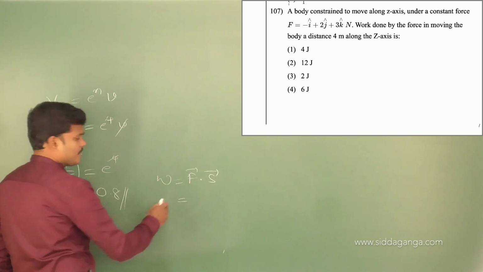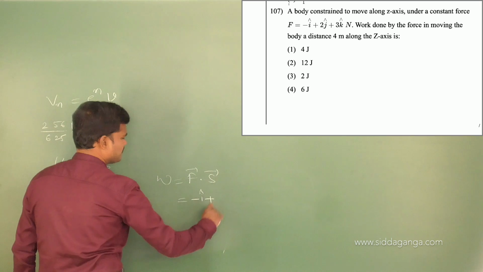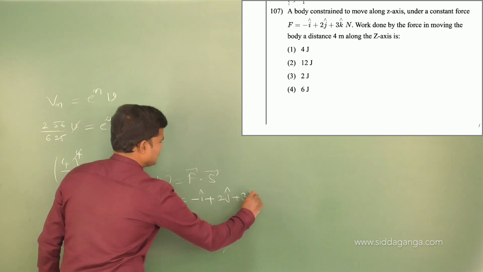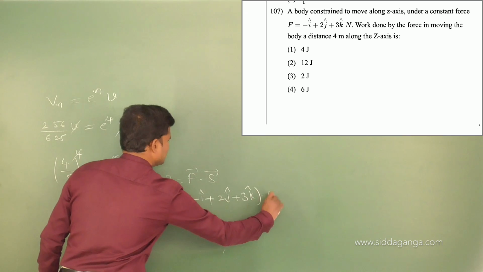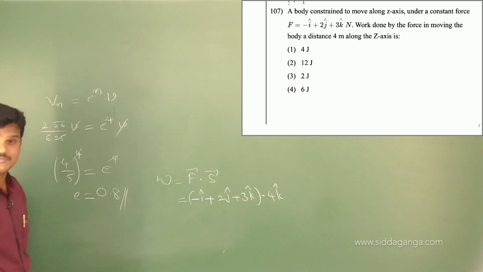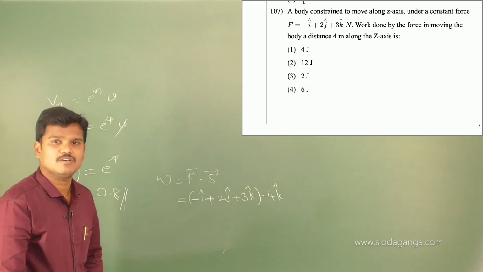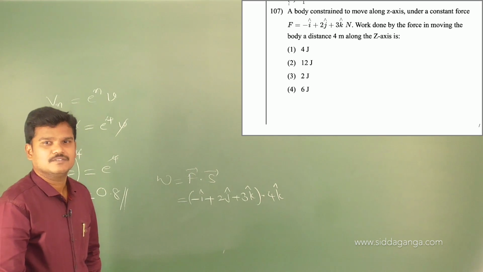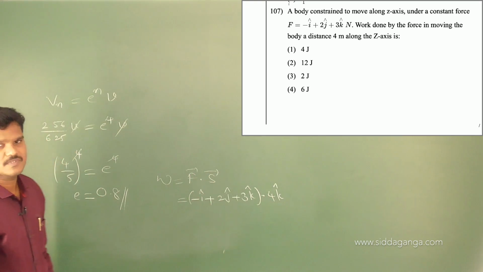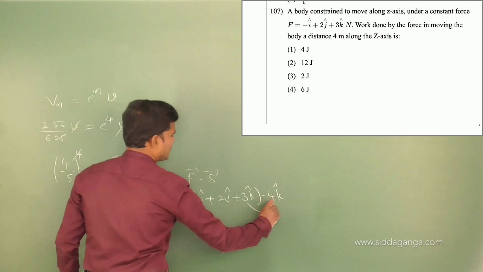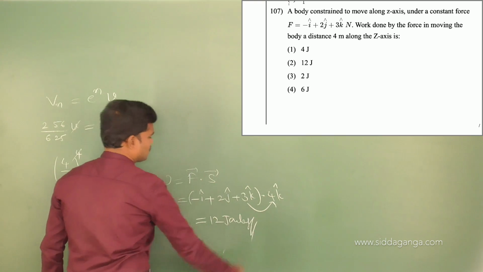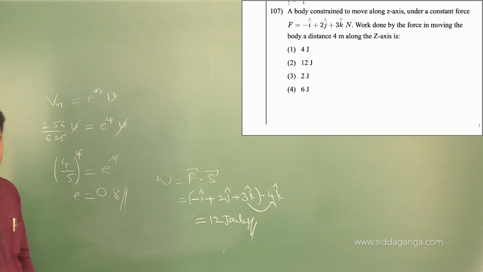What is F? Minus i cap plus 2j cap plus 3k cap, dot, this is 4k cap, because what is given is not the distance actually, that is the displacement. So displacement is along the z axis, so z axis means 4k cap. Do the dot product: 3 and 4, so 3 fours are 12 joules. Okay, simple question from NCERT.